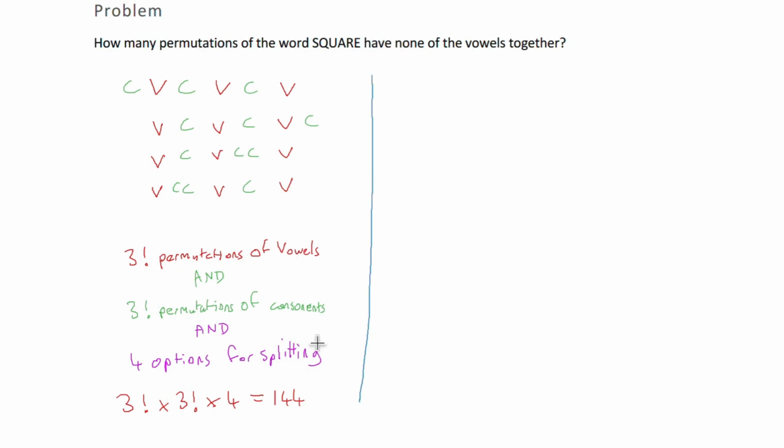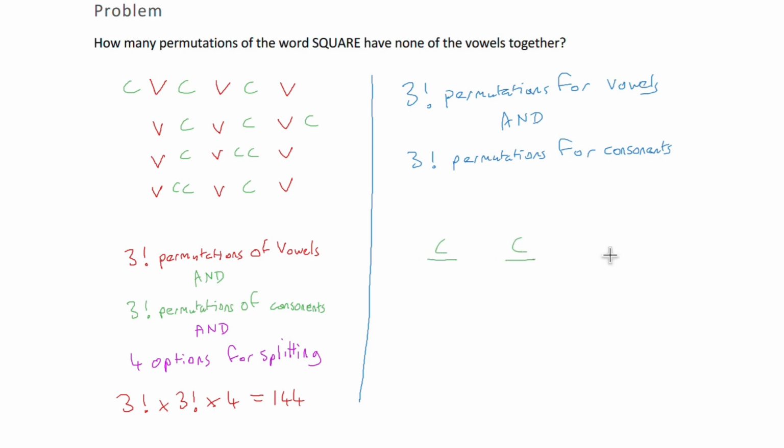Now the second approach, the first 2 bits are exactly the same. We still have 3 factorial permutations for the vowels. And we still have 3 factorial permutations for the consonants. But now we're going to think about it in a different way. Let's this time think about putting our consonants in. So let's color code it again. My consonants go in 3 places.